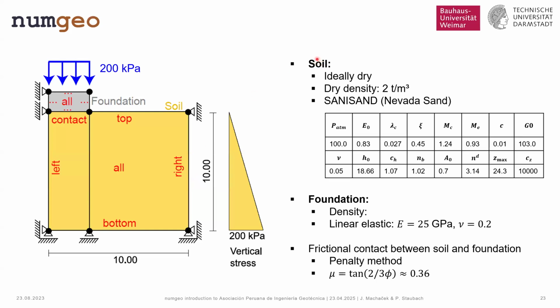For the soil, we will assume the soil to be ideally dry, meaning we have no water and it's completely dry. So it will have a dry density of 2 tons per cubic meter, and we will use the SANISAND model, so quite an advanced elastoplastic model. We use the parameters of Nevada sand, but this is just a choice that we made. You could obviously use any other sand parameters that you would like to use.